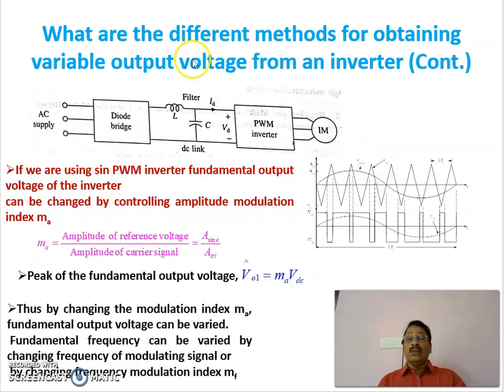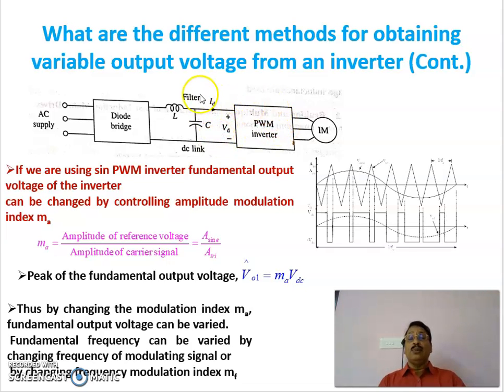Now let us see what are the different methods for obtaining a variable output voltage from an inverter. Unlike the previously explained 6-step inverter, you can use a PWM inverter, pulse width modulation, sine PWM inverter. First, at the front end, there will be an uncontrolled rectifier, that's a diode rectifier, and a three-phase AC input is given, and there's an LC filter, and at the input of the inverter, you are getting a fixed DC.